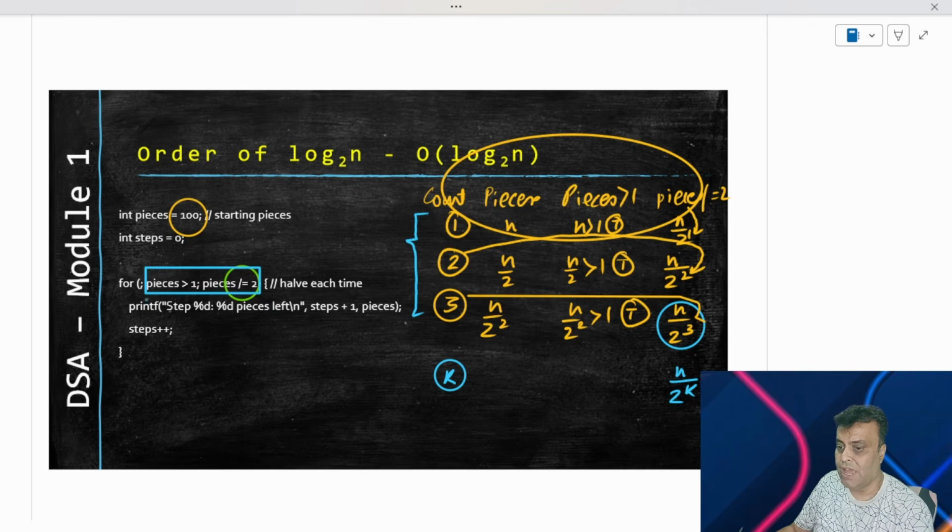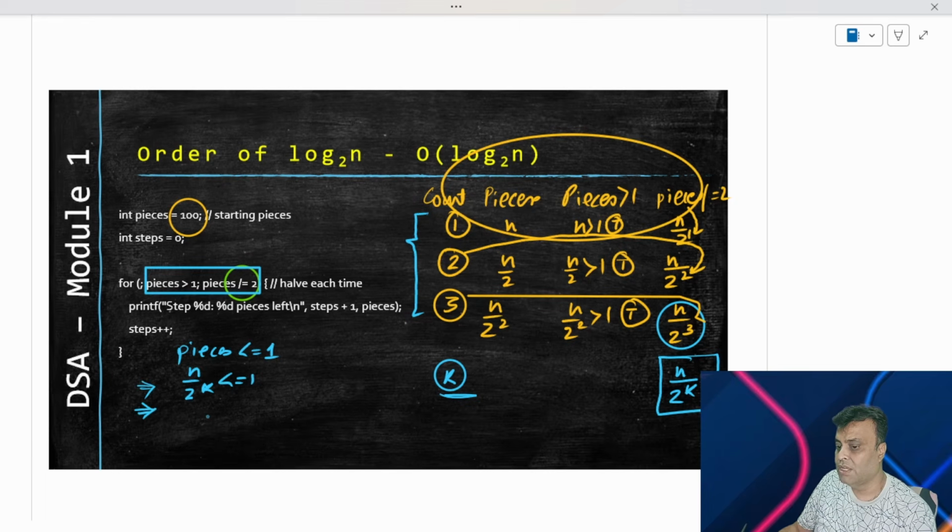And if you see, the value of pieces greater than equal to 1 is when you are actually running the loop. So can I say the loop will stop in the opposite direction, that is pieces less than equal to 1 will stop the loop. And the value of pieces is n by 2 to the power k for the kth iteration. So can I substitute this here, n by 2 to the power k less than equal to 1 is when it will stop? Can I therefore say that n by 2 to the power k is equal to 1, which implies that n is equal to 2 to the power of k?